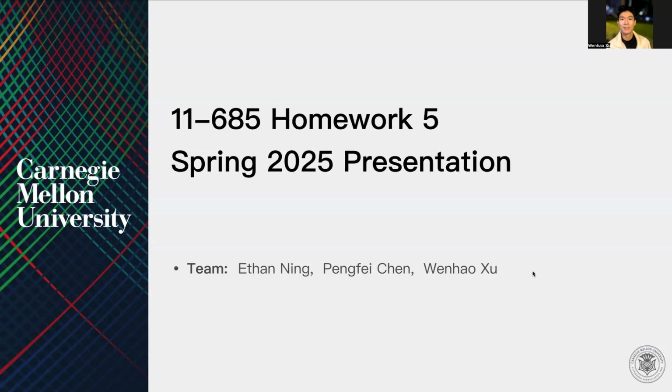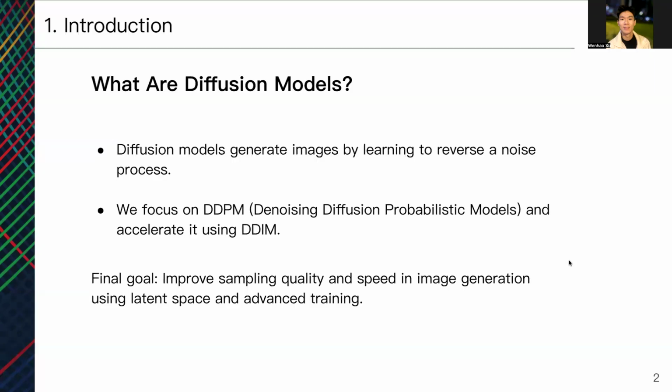Our team members are Yisening, Pengfei Chen, and Wenhao Xu, and today we will introduce our work on diffusion models and how we improve their sampling quality and speed. So first of all, what are diffusion models? They generate images by learning how to reverse a noise process, and here we focus on DDPM, the denoising diffusion probabilistic model, and accelerate it using DDIM later.